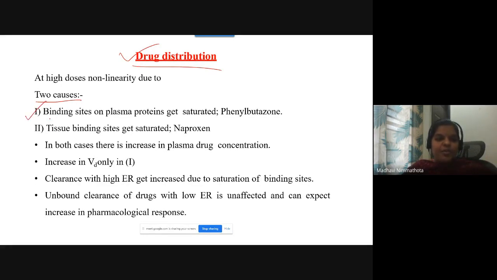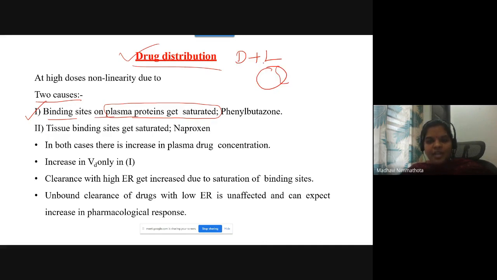First one is the binding sites on plasma proteins get saturated. What the drug does is bind to one plasma protein binding ligand, and it will get saturated with that ligand. Then there is an alteration in its drug distribution. If the drug is binding to its ligand, what is happening here? It is increasing its half-life.